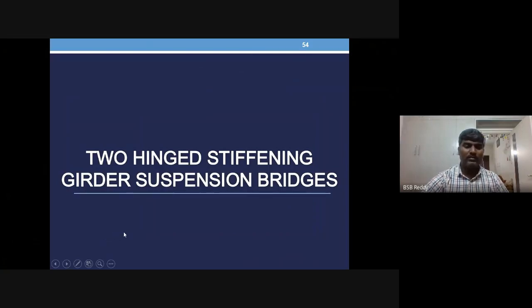In this session, we will discuss an example problem on the two-hinged stiffening girder. Already in the last session, the procedure for solving the two-hinged stiffening girder problem was discussed, and I'll just go through it once again in a quick way.